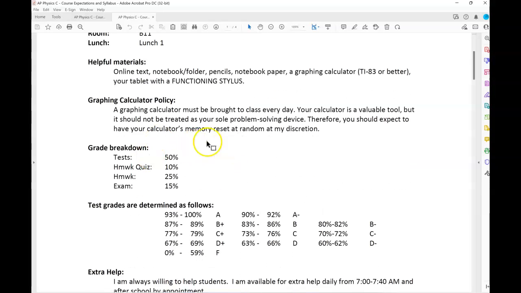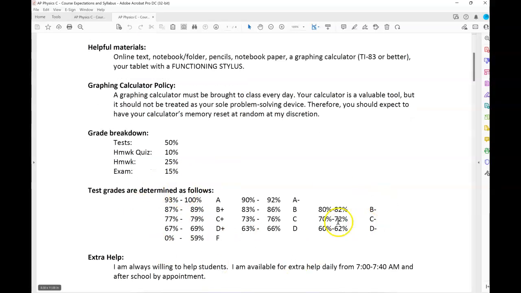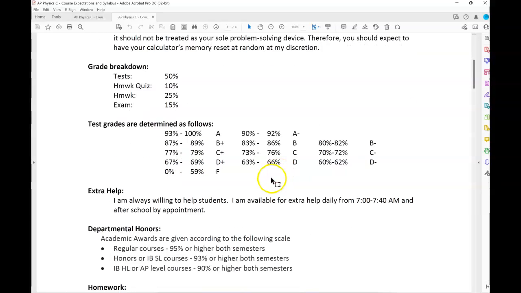The way the course grade is set up, 50% of your grade is going to come from tests, 10% from the homework quizzes. We'll talk about what those look like in a minute. 25% from the homework and 15% from the final exam. The grade breakdown, straight from the handbook.